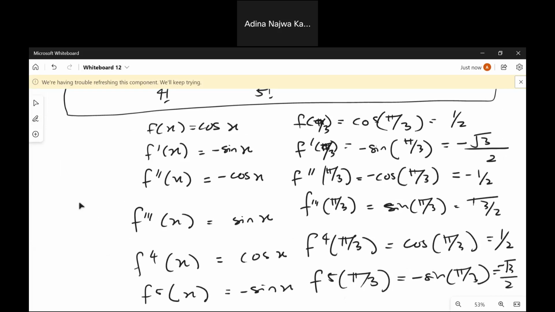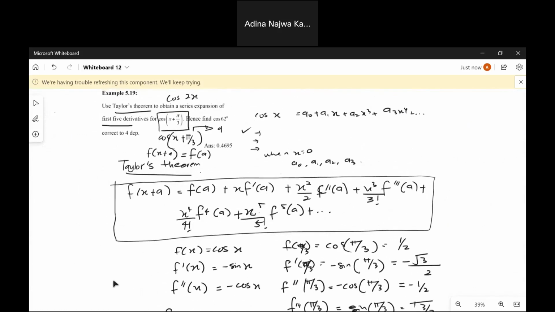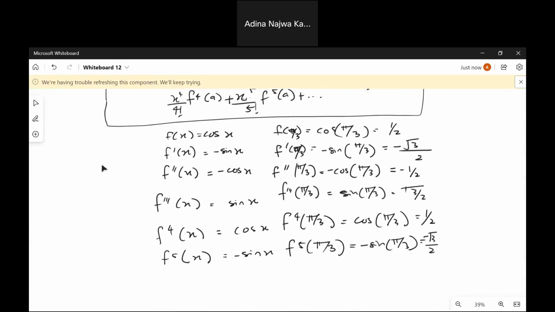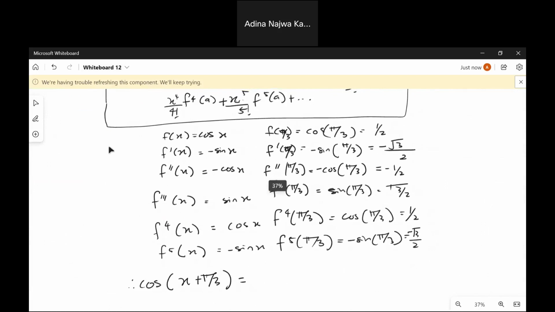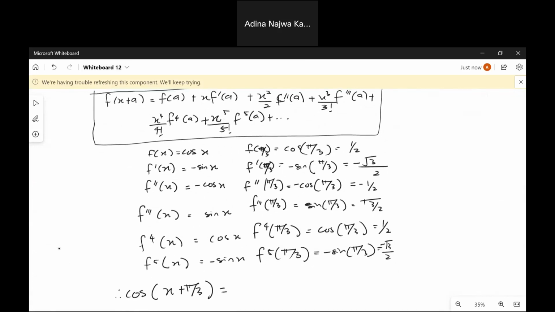Once you have this, you just write it as the expansion. Your expansion for x plus pi over 3 is equal to, just follow the definition of your Taylor series, fa is 1 over 2. So 1 over 2 plus x.